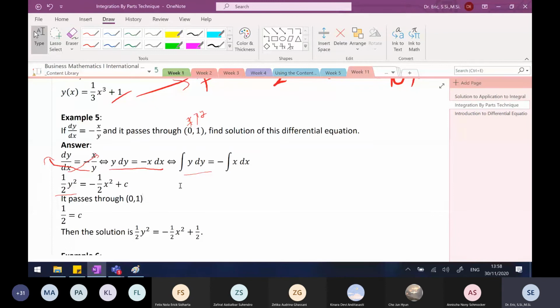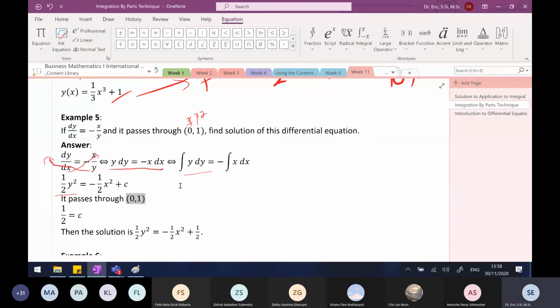So when y is 1, x is 0. So when x is 0, it will become 0 plus c, which is c. And y is 1, a half, 1 squared is a half. So c is a half.